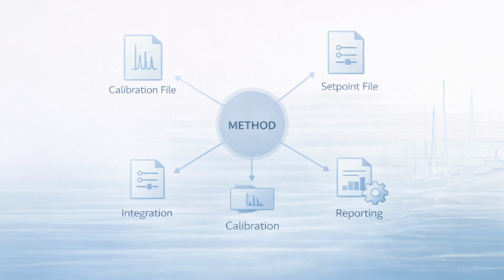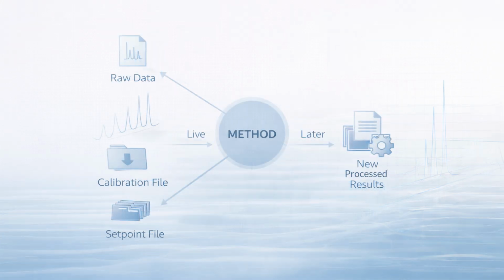A method file can also reference external supporting files, including a calibration file and an instrument control setpoint file where applicable. It can also reference external formatted report files, and you can include multiple formatted report definitions within a single method. A method file is not only used during live data acquisition.